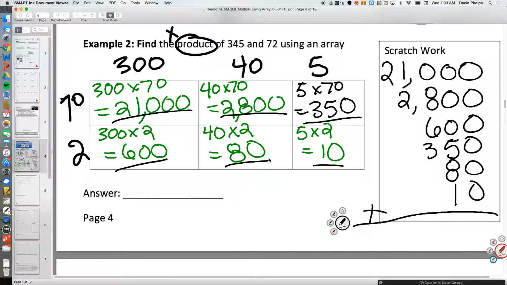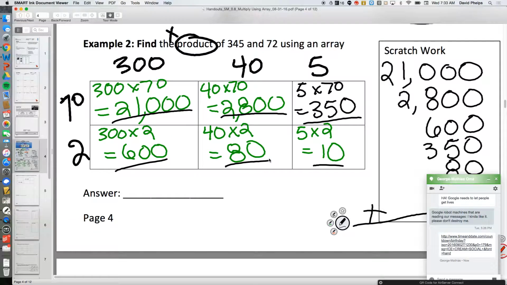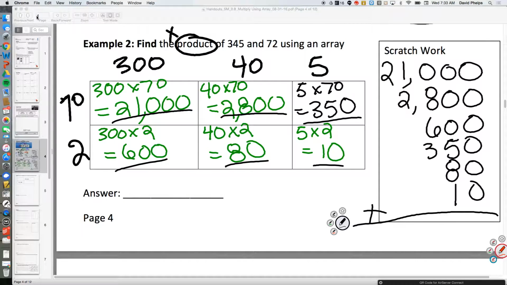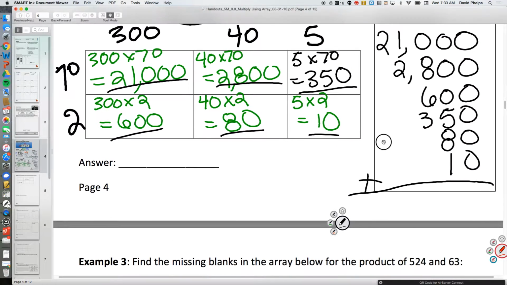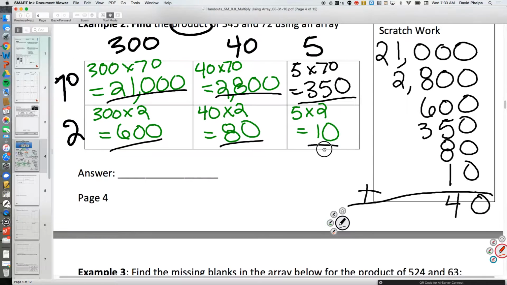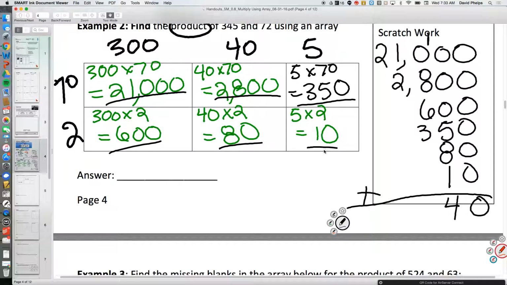Now you can add these up in any order. I just like going from the largest to smallest so that it stays really organized. I got an email. We're good now. Okay, so 1's place, add all those zeros up. Oh, we get 0. 10's place, 5 plus 8 is 13 plus 1 is 14. Put a 4, and like we practiced yesterday, regroup the 1 into the hundreds.